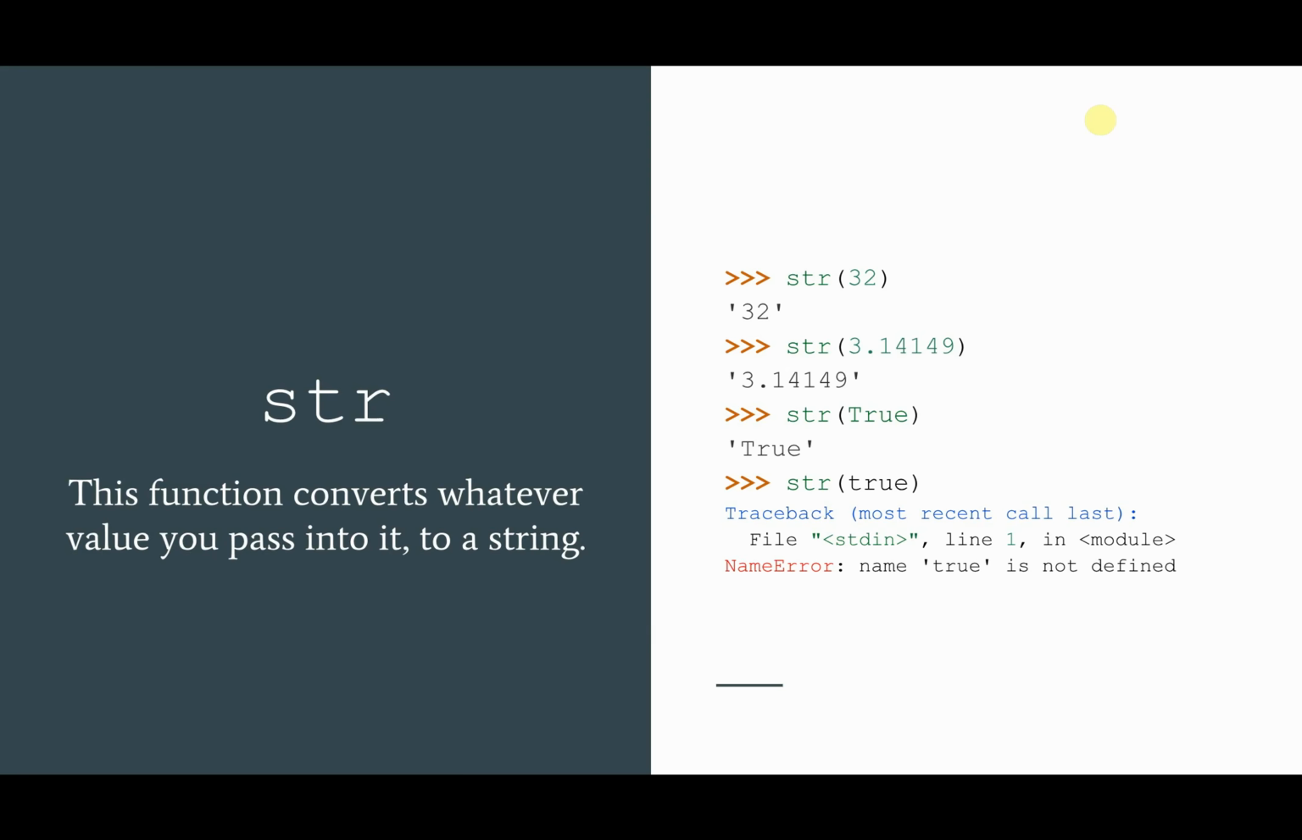In that last example, we pass in true with a lowercase t, and that's not recognized in Python as an actual value. So what Python is going to do is look for a variable called true. It's not going to find one, and so you're not going to be able to get an actual result. You're going to get a name error saying that name true is not defined.